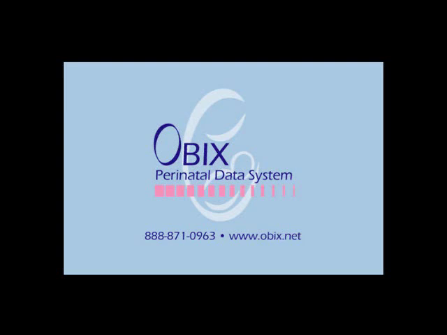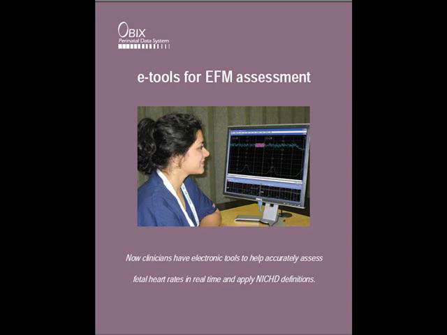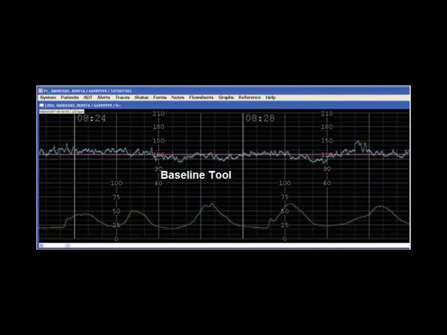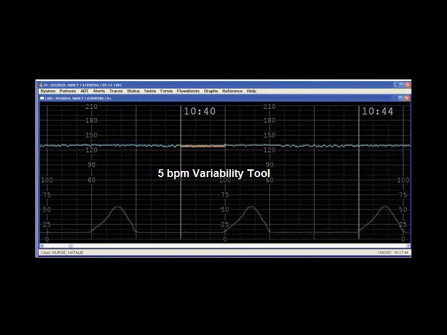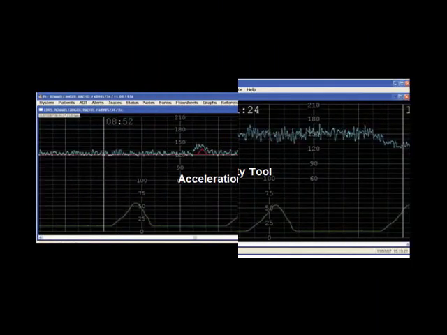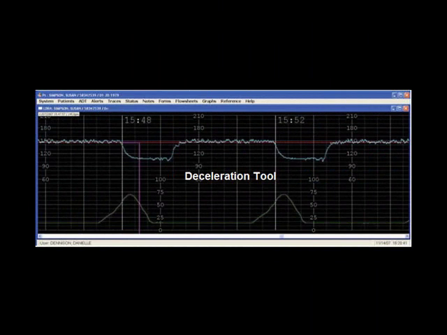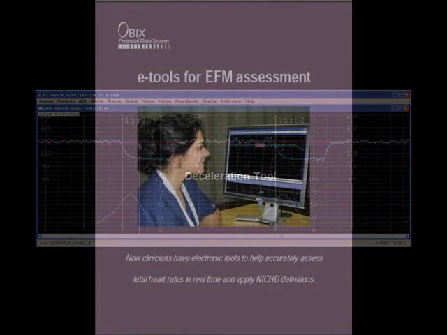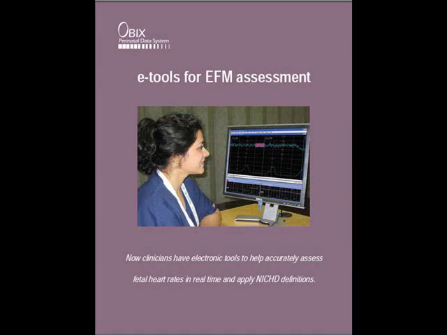The OBIX Perinatal Data Systems exclusive e-tools were developed in collaboration with well-known EFM educator Lisa Miller, designed to provide care providers with the ability to get fast, accurate assistance in the assessment of fetal heart rate baseline, variability, accelerations, and decelerations. E-tools allow clinicians to apply NICHD definitions with confidence and clarity. The e-tools can improve clinical practices, educate staff, and promote patient safety in electronic fetal monitoring.